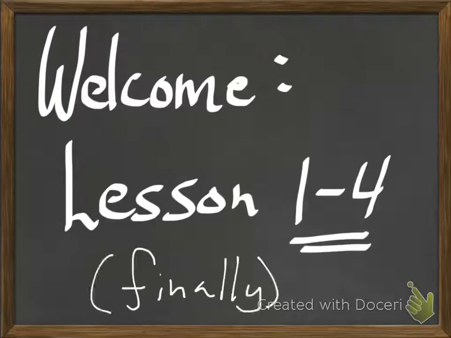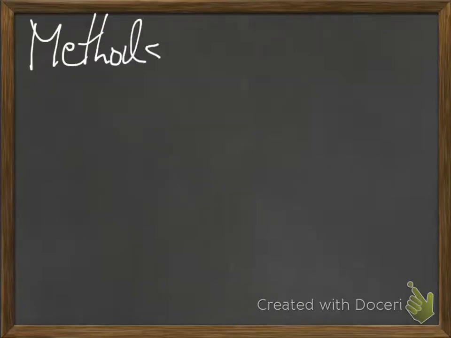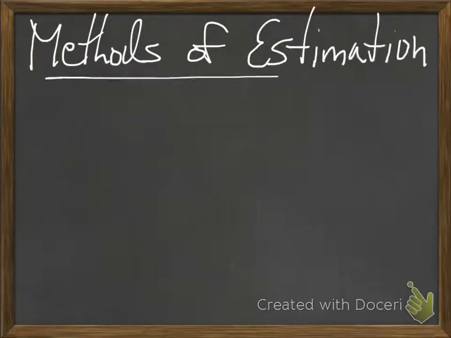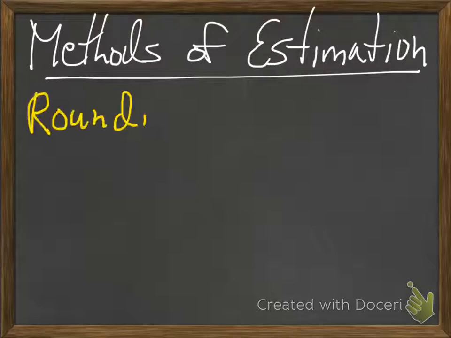So welcome to Lesson 1-4 on estimating with decimals, finally. As we talked about in class, both on Friday and on Monday, we have a couple methods of estimation. Now, the classic method that we've known, the tried and true method for estimation, is of course rounding. And we have our little mnemonic device to help us remember the rule for rounding.